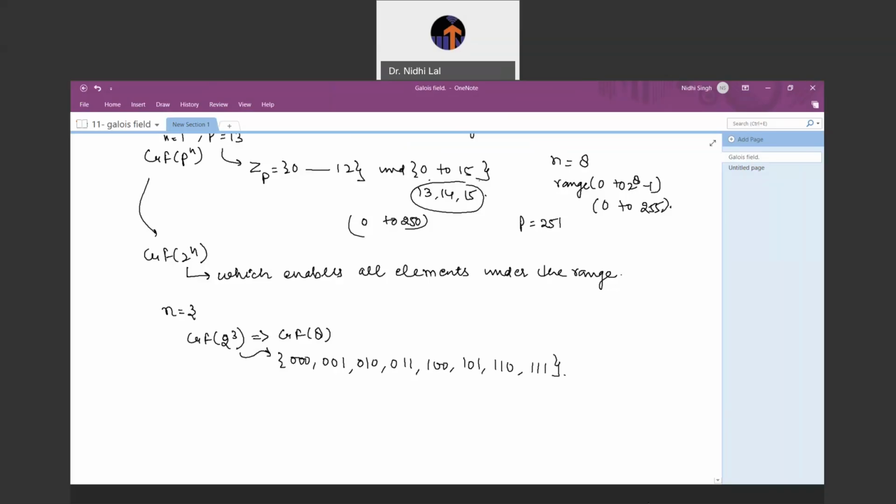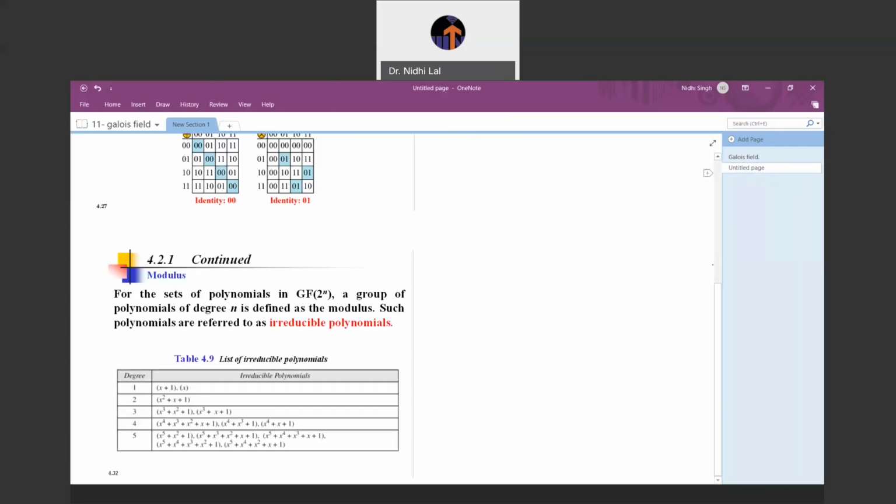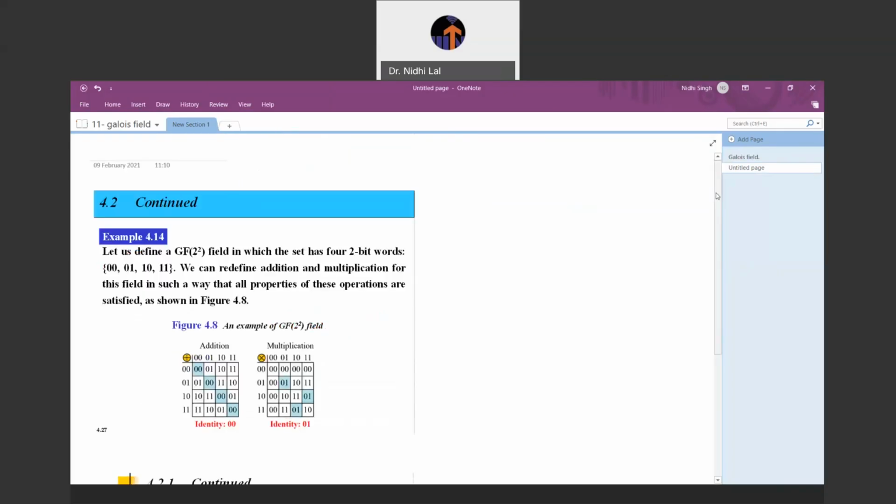Now, see one example of the same concept. Here we are taking GF(2^n) with n equal to 2. So we have to use a 2-bit word. What will be the possible answers? There will be GF(4). So in the binary representation, we have 00, 01, 10 and 11.